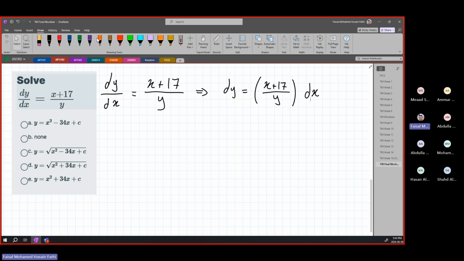But we are not done. Why? Because now we have dx with the x, but our dy is not with y. The y is still not on the side of dy. So we need to take this y to the other side.